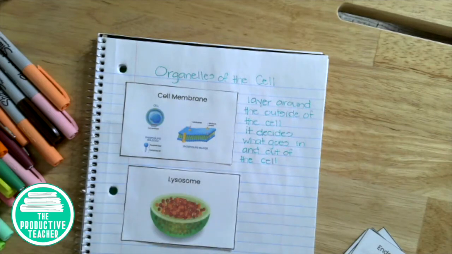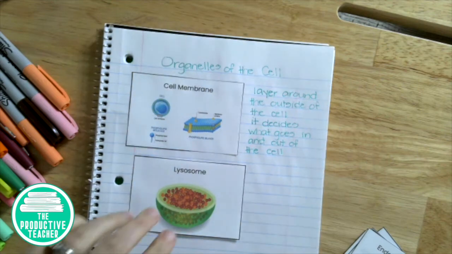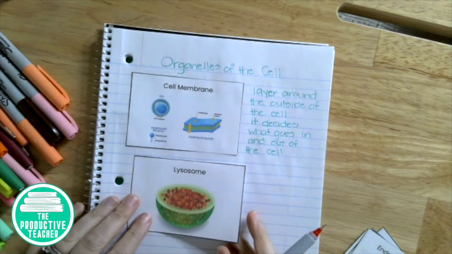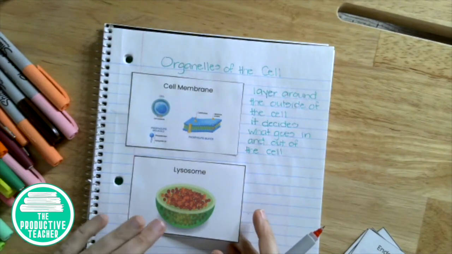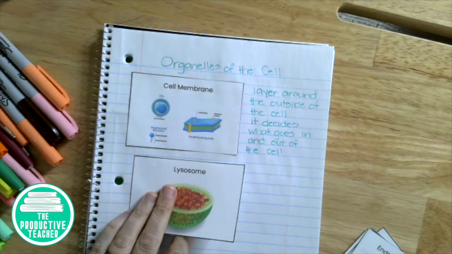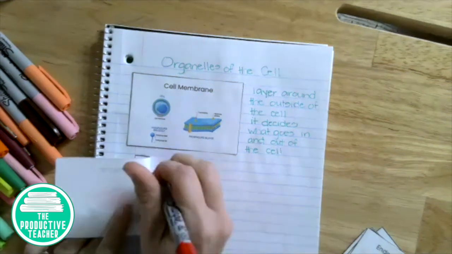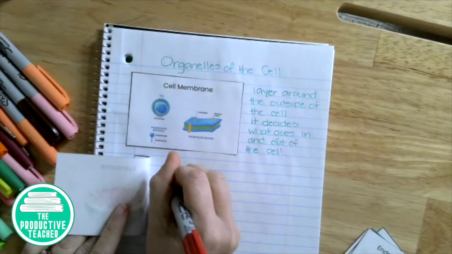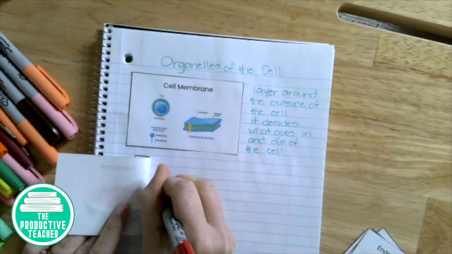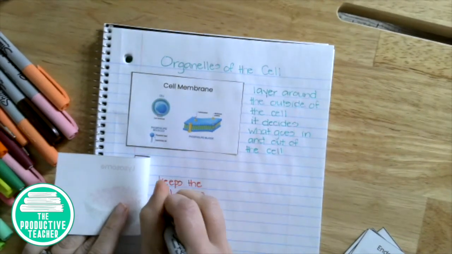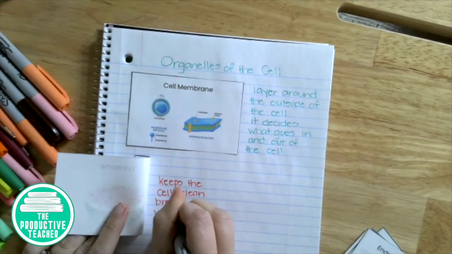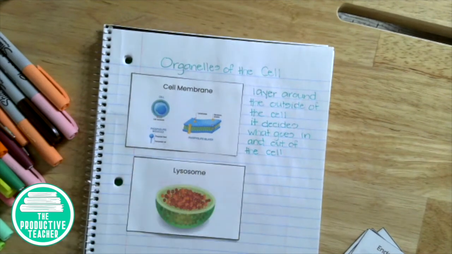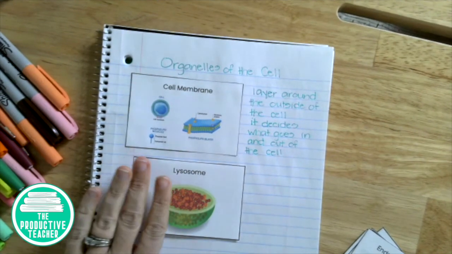So the lysosome, it cleans out the cell. It breaks down old organelles, stuff that's not supposed to be in the cell. So let's see if I can get a better definition than that. Okay, it keeps the cell clean. It breaks down waste. So now I have my definition under the picture.